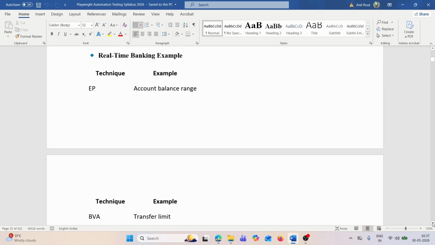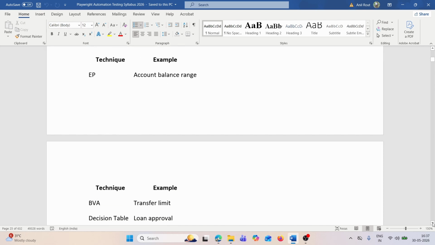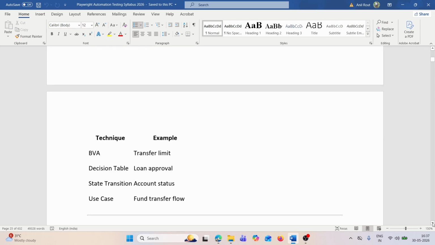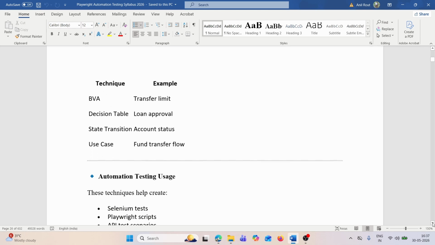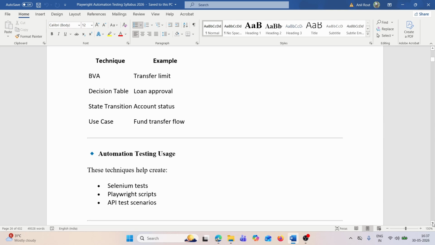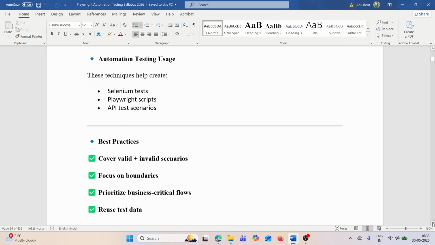Then a real-time banking example. Technique and example: EP, equivalence partitioning, is account balance range. BVA, boundary value analysis, is transfer limit. Decision table is loan approval. State transition is account status. Use case is fund transfer flow. Automation testing usage: these techniques help create Selenium tests, Playwright scripts, API test scenarios.